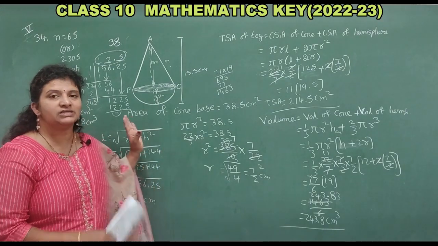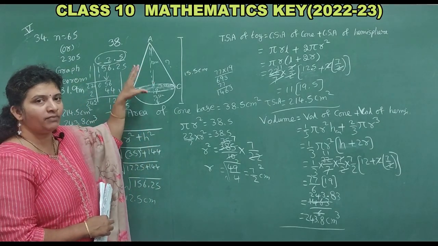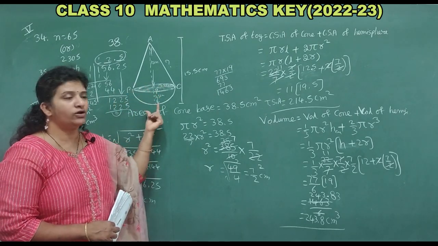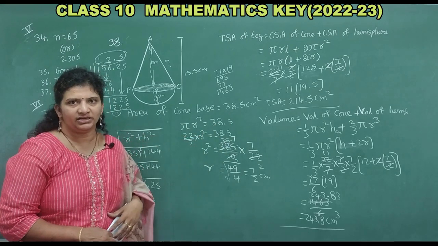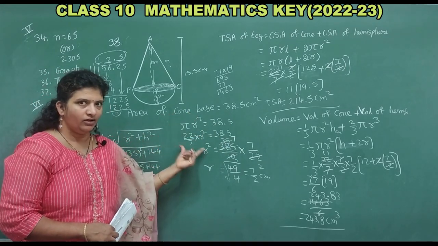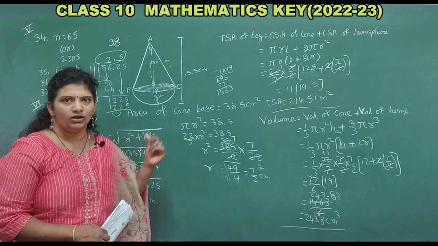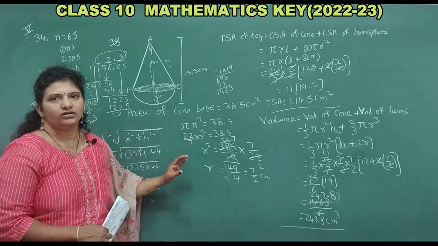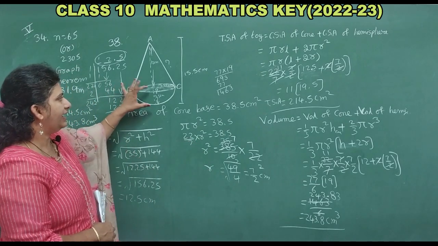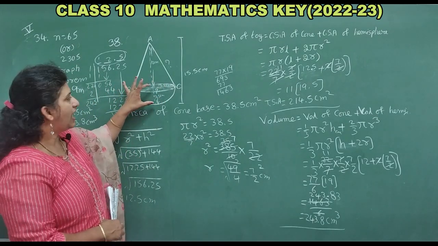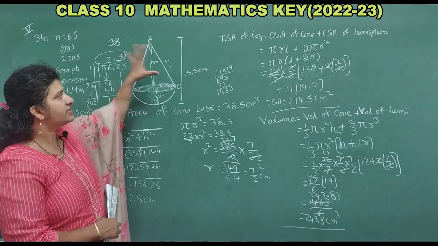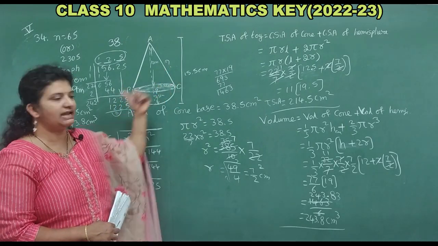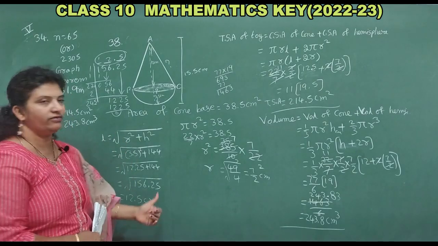Observe the problem again. There is a wooden toy, shaped like a cone and surmounted on a hemisphere, right? And the given area of the circular base of the cone is how much? 38.5 centimeter square. Using this area, cone base means circle. Area of a circle is pi r square, 38.5. You are going to get the radius. So after getting the radius, see, the radius of the hemisphere, these are all radius. Height of the hemisphere is 3.5. Subtract from 15.5, you are going to get the cone height. If you know the cone height and radius, you can find the slant height. Do the square root, you are going to get 12.5 centimeter.